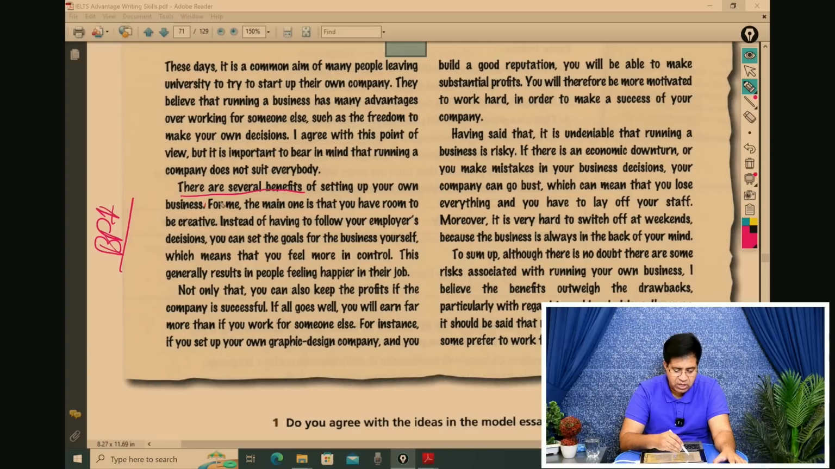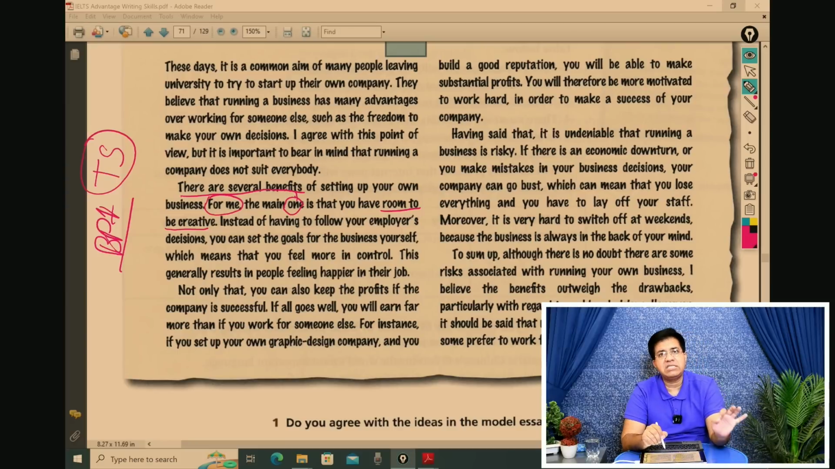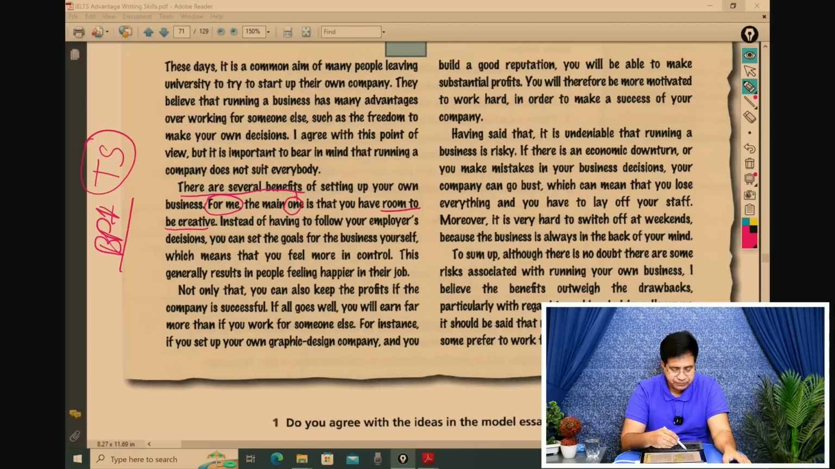Okay, first sentence, for me, the first benefit you're going to talk about, comma, the main one will take you back to benefits. For me, the main one is that you have room to be creative. So the topic sentence, you know, in basic paragraphs, we have something that is called topic sentence. I call it TS, topic sentence. So the topic of this paragraph is room to be creative. Now, room to be creative means you have room to be creative.